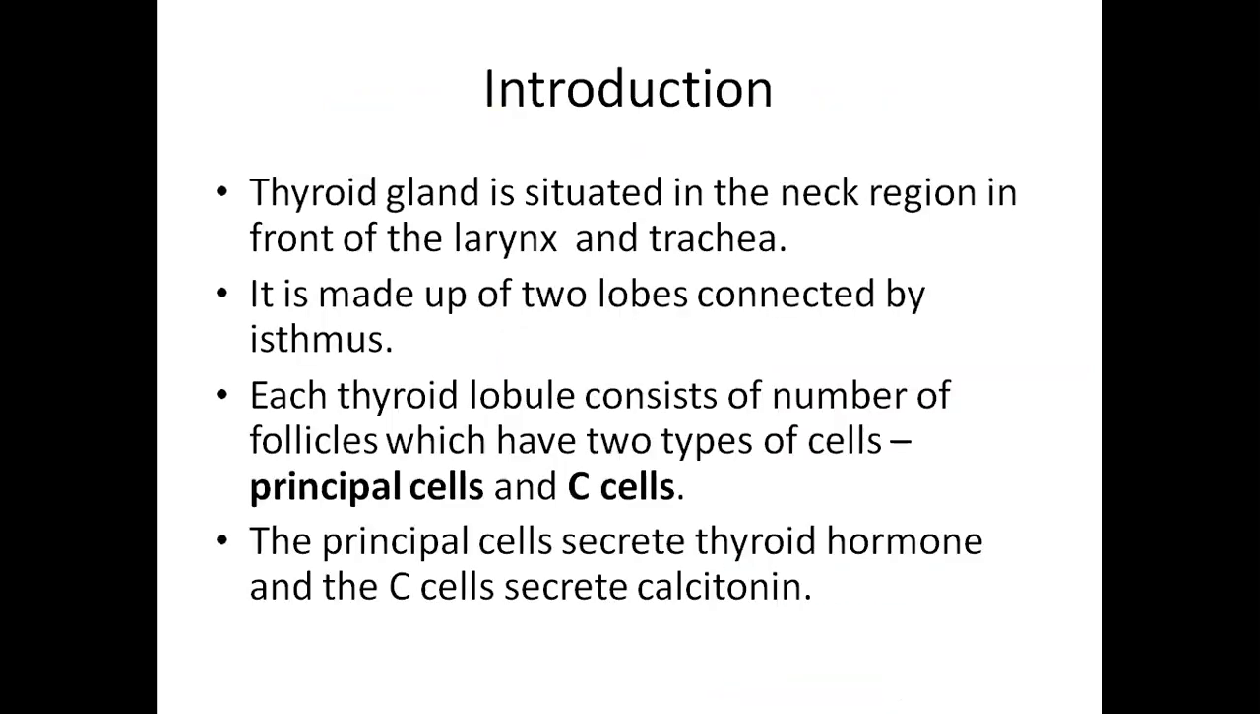Let us have a brief introduction regarding the thyroid gland. As we all know, it is situated in the neck region, in front of the larynx and trachea. The structure we have already studied in the previous classes. It has two lobes, and the lobes have many lobules. Lobules mainly contain two types of cells, principal cells and C cells. The principal cells secrete thyroid hormones. The C cells secrete calcitonin.